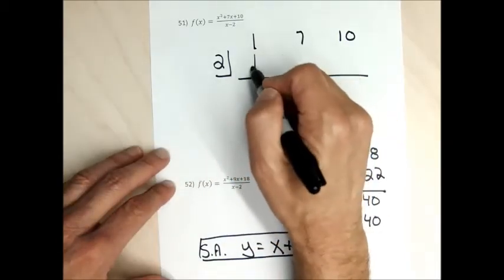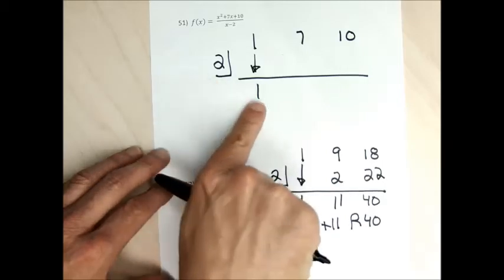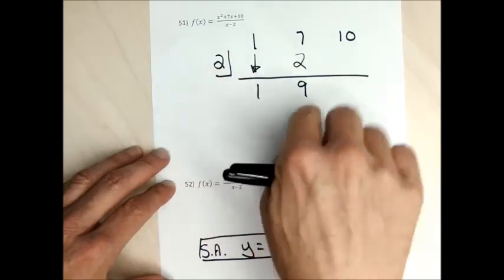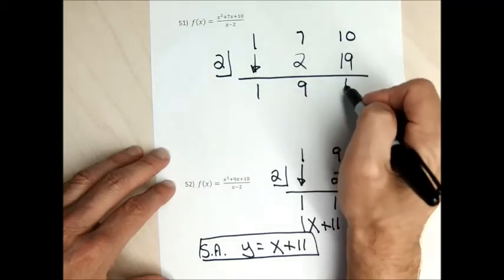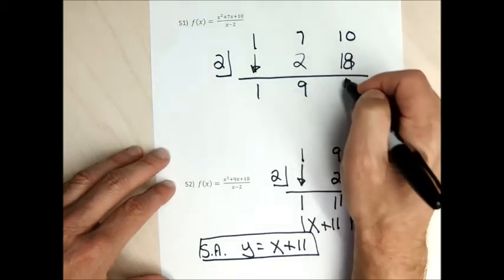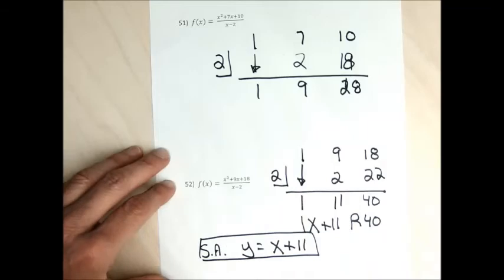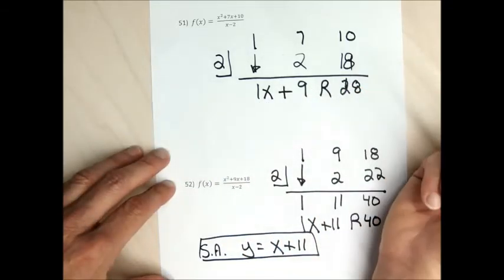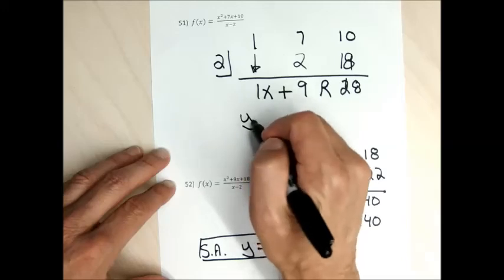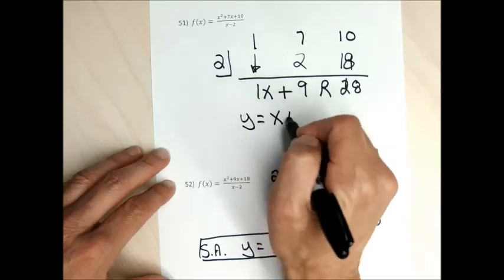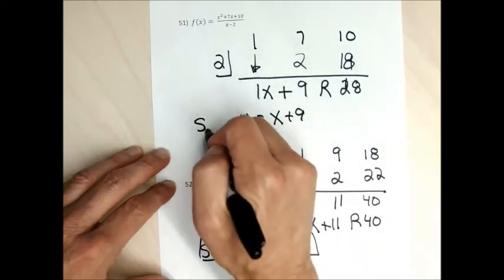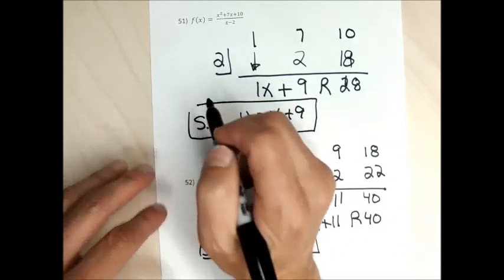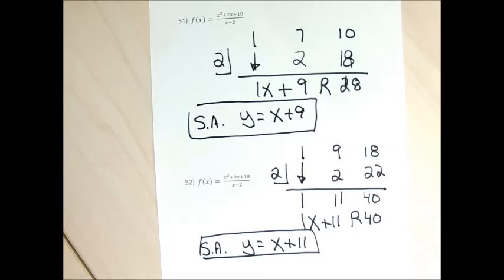Bring your 1 down, multiply 2 times 1, add, multiply 2 times 9, add, and then you're going to get 1x plus 9, remainder of 28. Your slant asymptote is going to have an equation of y equals x plus 9. If I ever put a slant asymptote on a test, this would be the kind of slant asymptote that I would gift you.